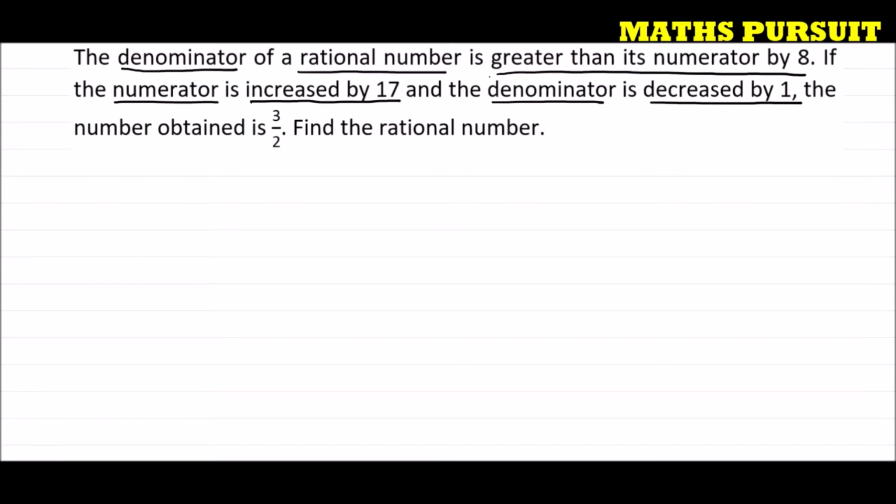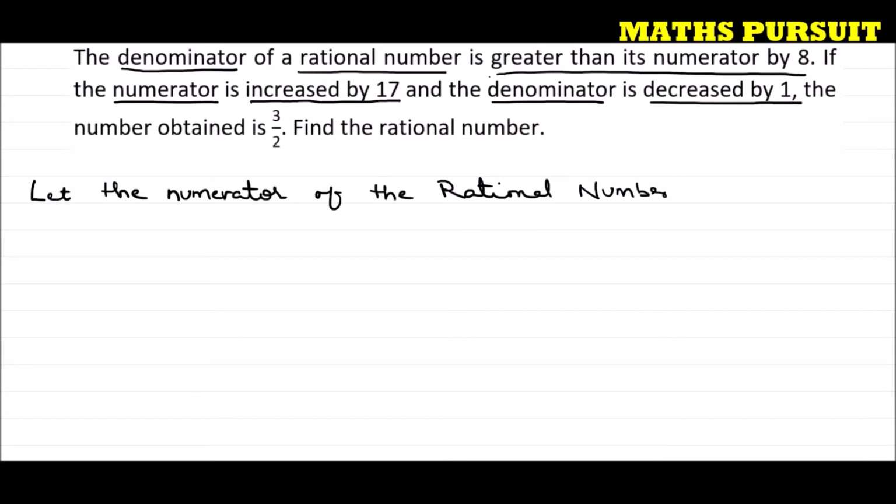Now let us assume that the numerator of the rational number be x. So guys, we are assuming because we do not know the numerator of the rational number and the question has asked us to find out the rational number. So let the numerator of the rational number be x.